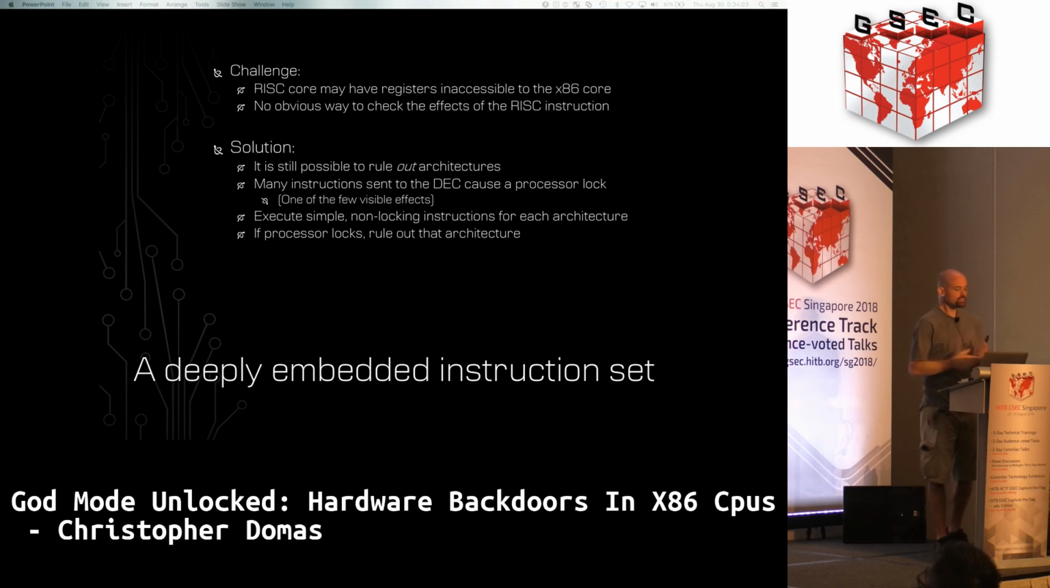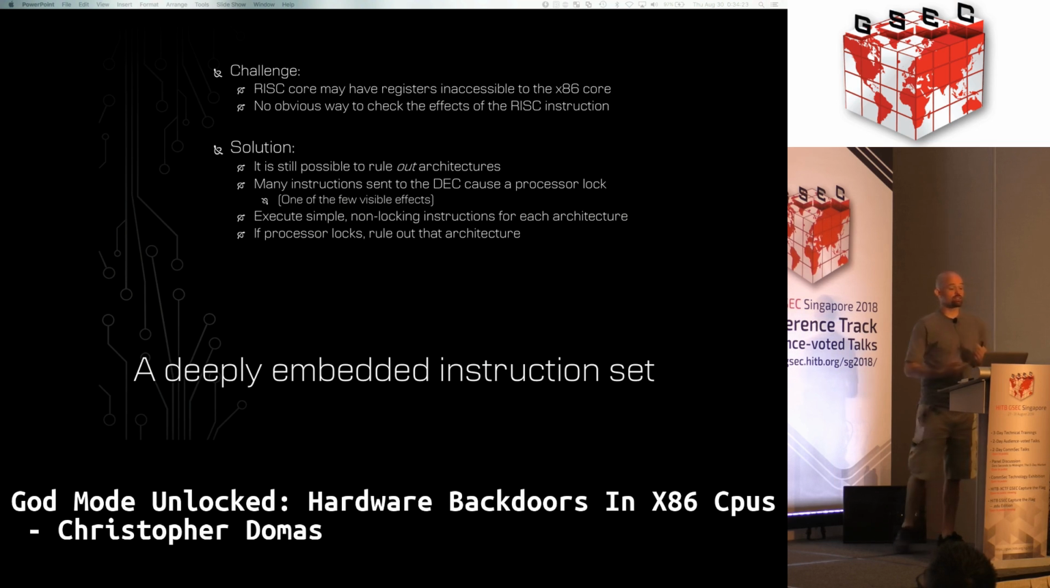So my solution to this was sort of an observation that even though I might not be able to easily observe most of the effects of my instructions, I should still be able to rule certain architectures out. Basically, what I found is that a lot of the instructions I was sending over to the RISC core would cause the processor to lock. So that's one of the few visible effects of these instructions that I could actually see.